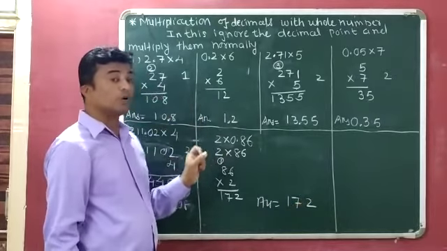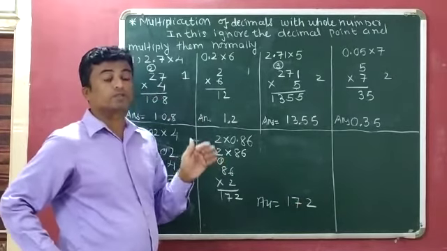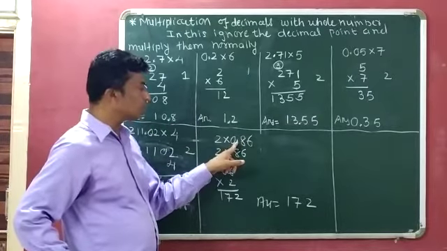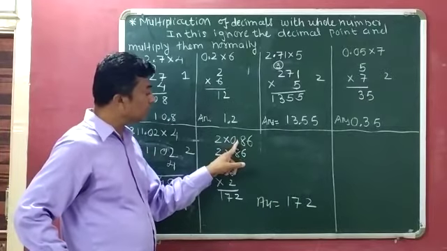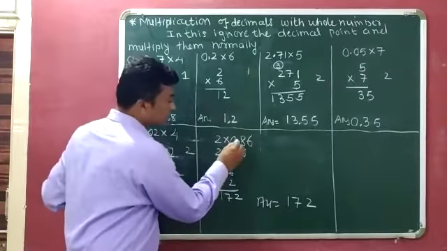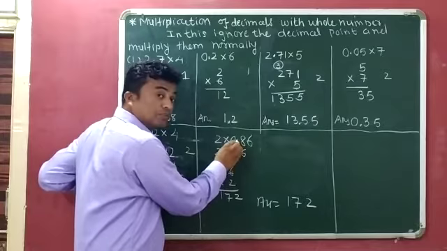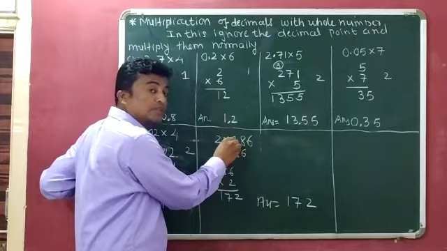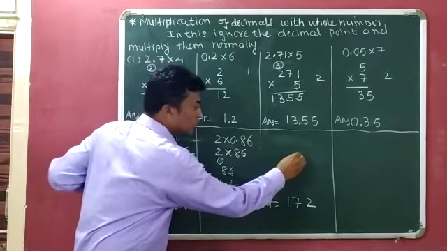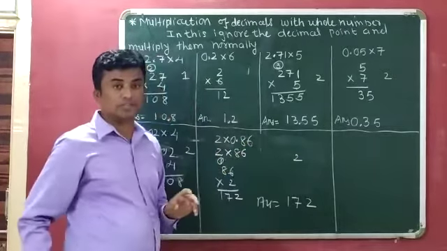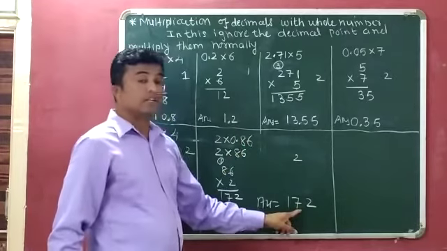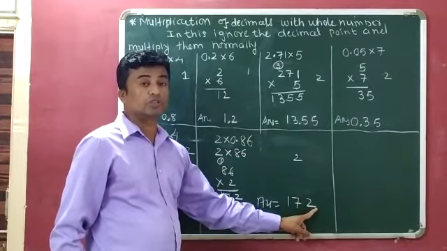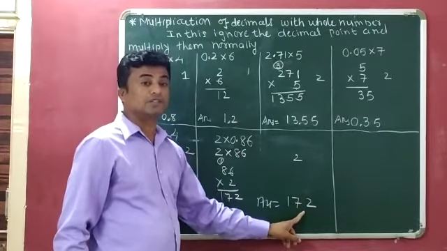Now we will count the number of digits which are available after the decimal point. See, in 0.86 the decimal point is available here. After the decimal point there are 2 digits, 8 and 6. So 2 digits are available after the decimal point. So to write the decimal point in the answer, we count 2 digits from right hand side and write the decimal point.